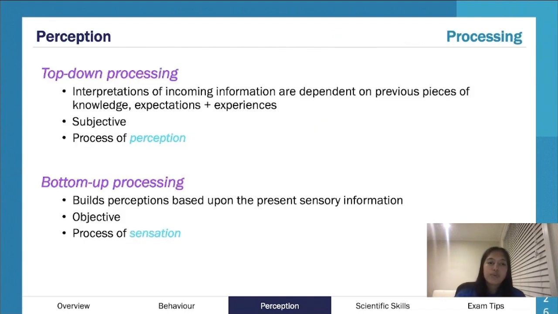Okay, so this idea of processing information. You've got top-down and bottom-up processing. Top-down processing is when we're getting information and perceiving it. You think about top-down as coming from the brain, whereas bottom-up is coming from your senses. Top-down processing is that idea that information coming in is dependent on previous knowledge or experiences that you have.